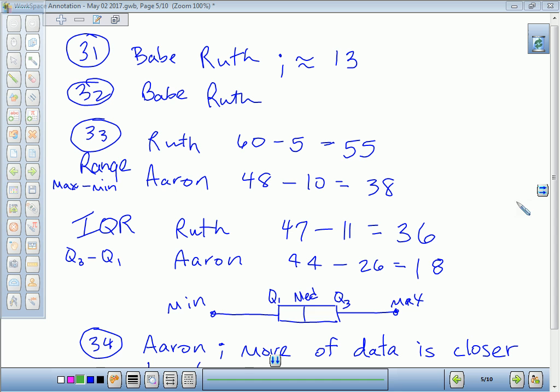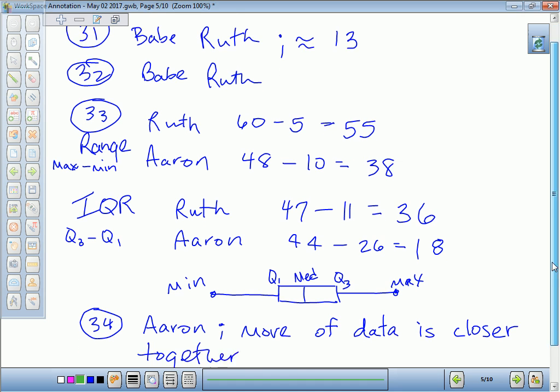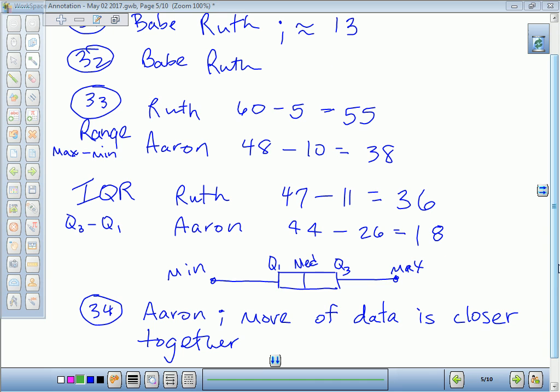All right, now, number 34 asks us which one, Hank Aaron or Babe Ruth, had data with a smaller standard deviation. Well, standard deviation describes the spread of the data. So looking at the boxes, which one had the smaller boxes? Hank Aaron. So he had the smaller standard deviation. All right, any other questions?